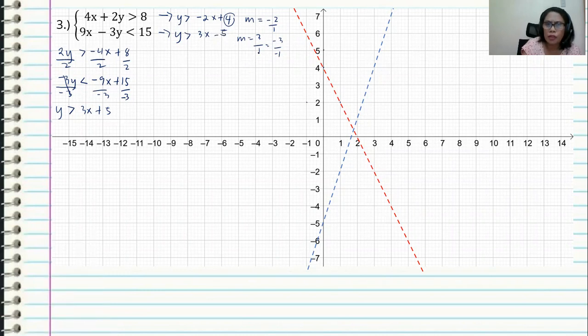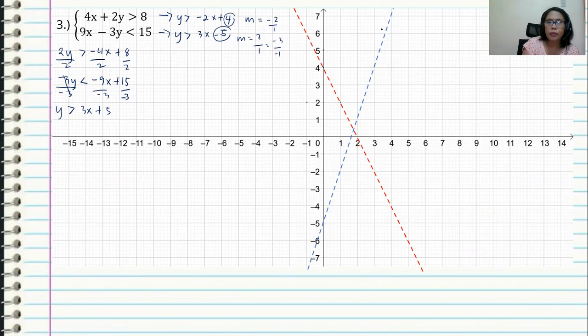And of course, we got the same slope. We either use this or this. So the y-intercept is at (0, -5), so this is the point. And then if we're going to rise by 3 units up, 1, 2, 3, and then 1 unit to the right, we connect the 2 points here. So we got this dash line.